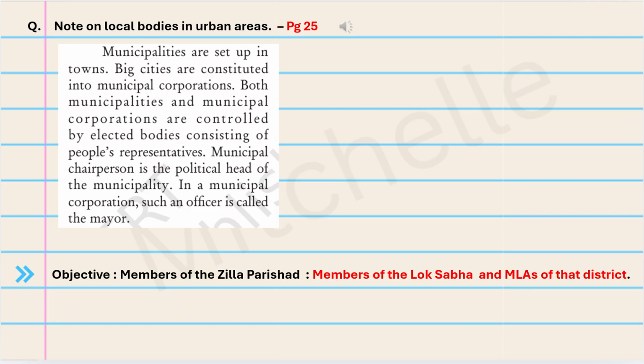So the question here is, note on local bodies in urban areas. Answer is on page 25. And an objective here is, the members of the Zilla Parishad are members of the Lok Sabha and the MLAs of that district.